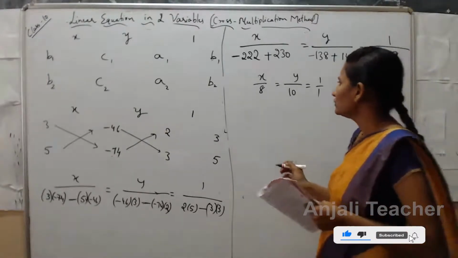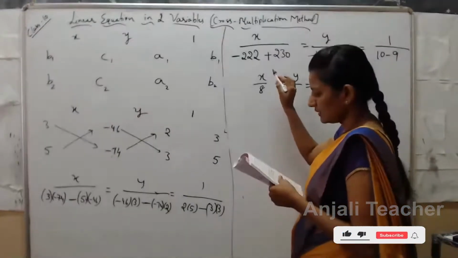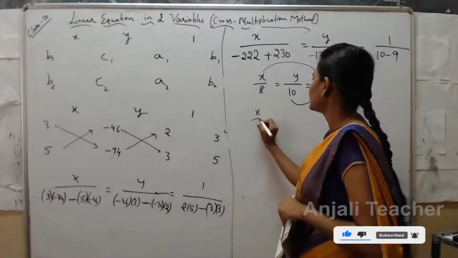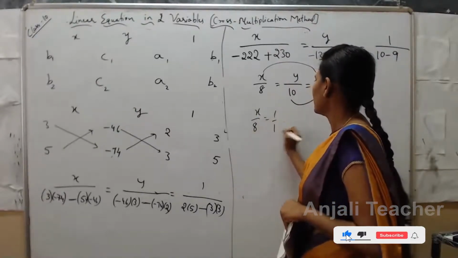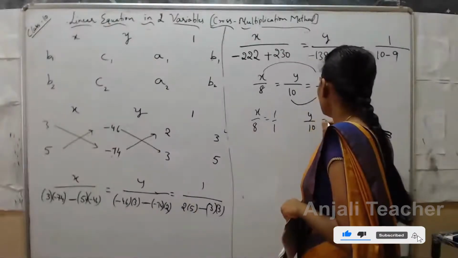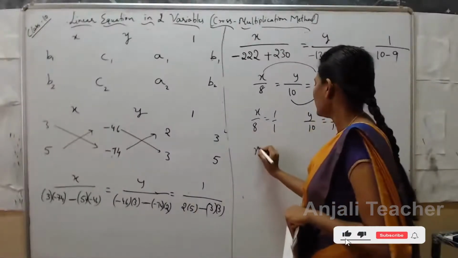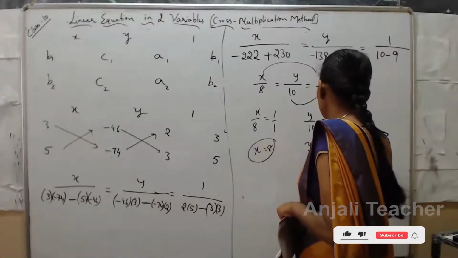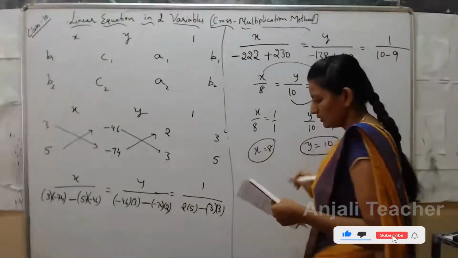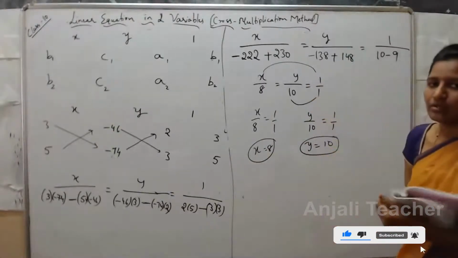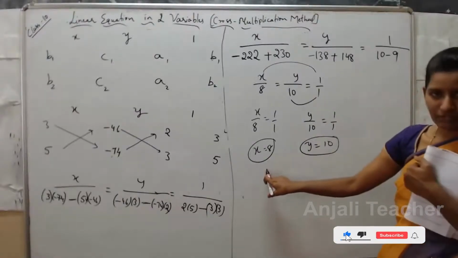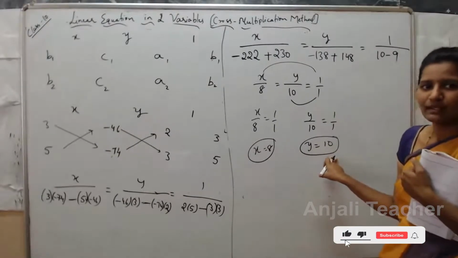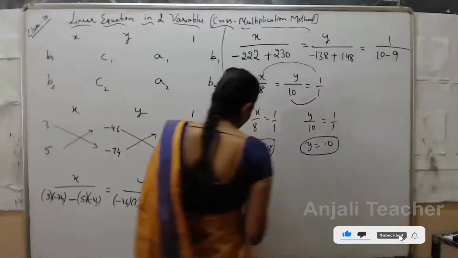Next, what we have to do? We have to compare x to 1 and y to 1. That is x by 8 is equal to 1 by 1, y by 10 is equal to 1 by 1. Therefore, x is equal to 8 and y is equal to 10. Therefore, the fare from Bangalore bus stand to Malleshwaram is 8 rupees. The fare from Bangalore bus stand to Yashwantpur is 10 rupees. Okay.